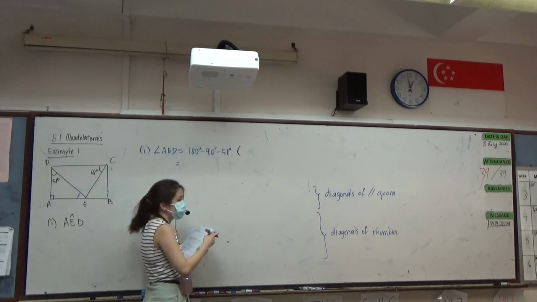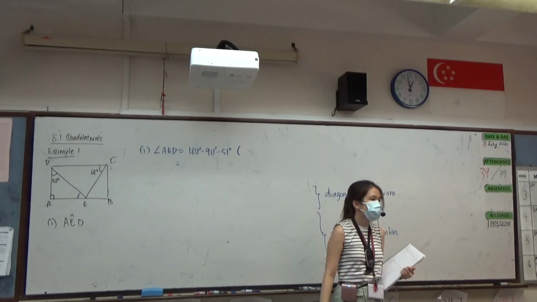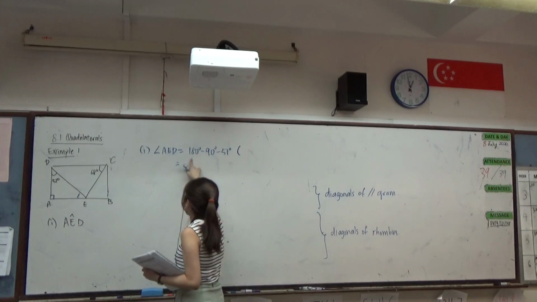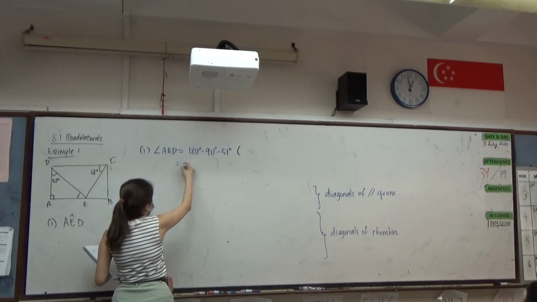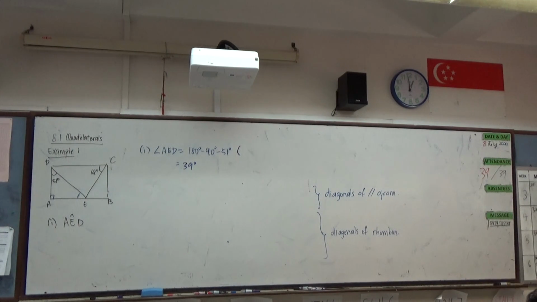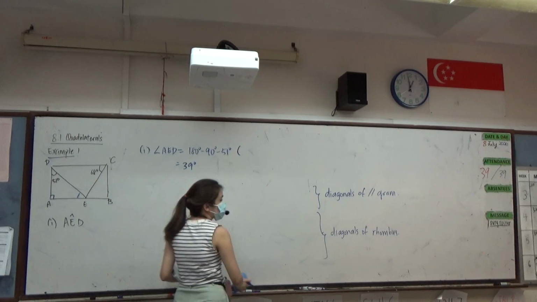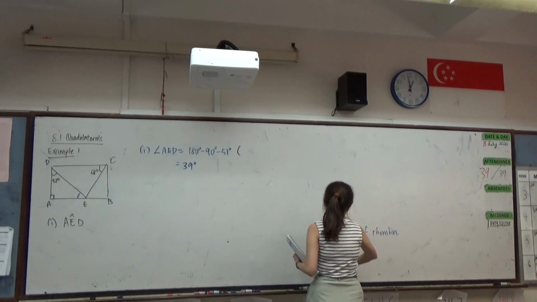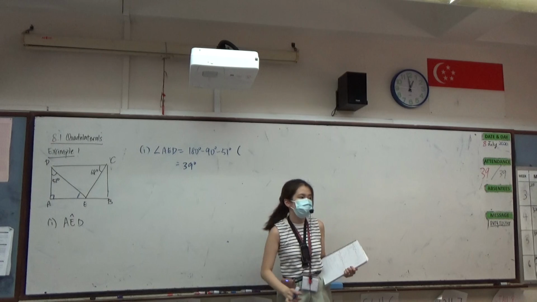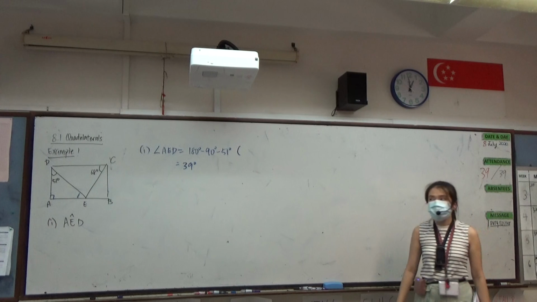Due to what reason? What would the reason be, Ben? Why are we doing 180 minus 90 minus 51? So what is the short form that I will write? Come on, it's on page 1. I already printed it for you. Angle sum of triangle.